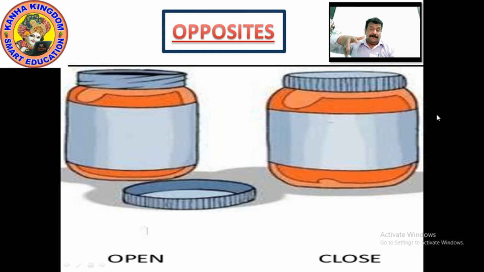O-P-E-N, open. Open means the lid of the plastic container is open. And in the second one, he has not opened it. It is closed. The lid is closed. Open, close. When we have to open, that thing has to be closed first. The things which are closed can only be opened. Right?